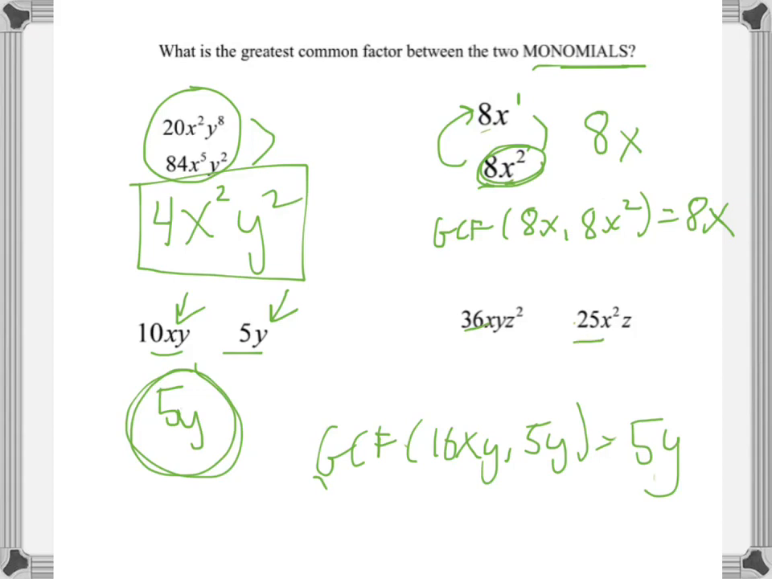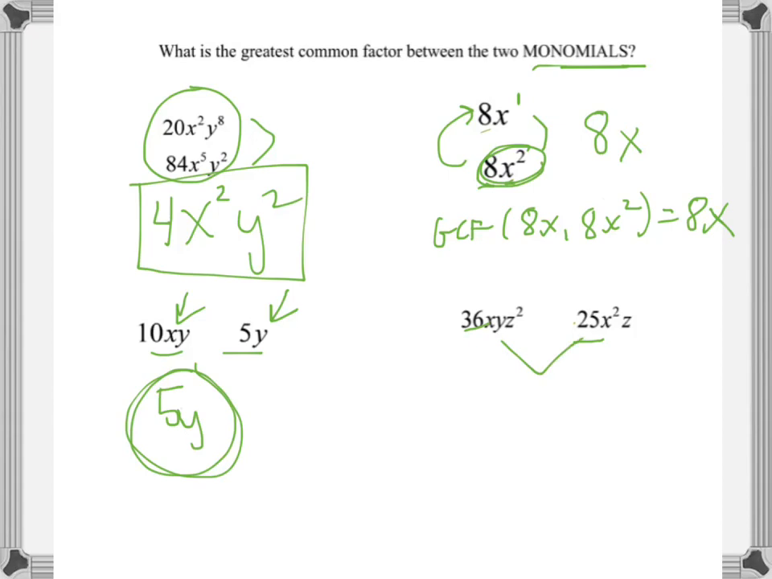Now between these two, 25 is 5 times 5, and there's no other way to get 25. There are no factors shared with 36. So the coefficient of the GCF between these monomials is 1. Now, the GCF between x and x squared is x. This term has a y and this one doesn't, so it doesn't share it. The GCF between z squared and z is z. So the GCF here is just xz.